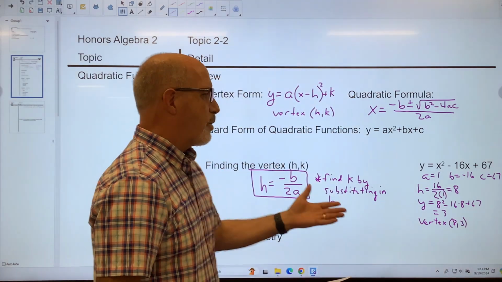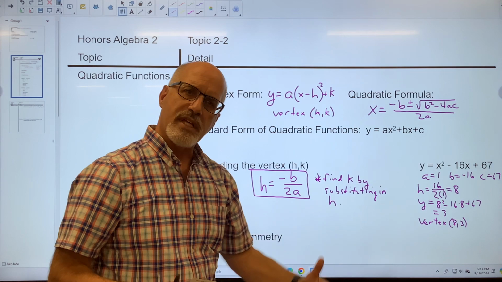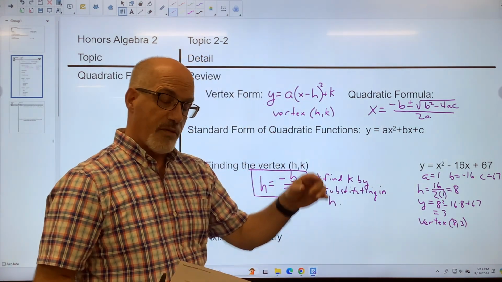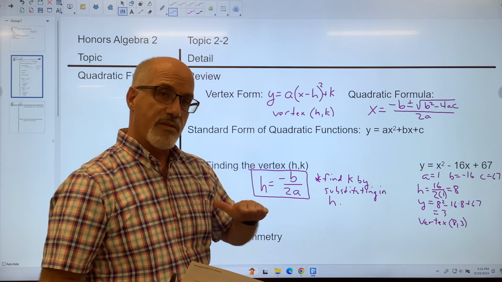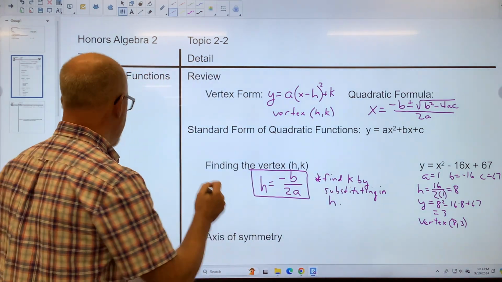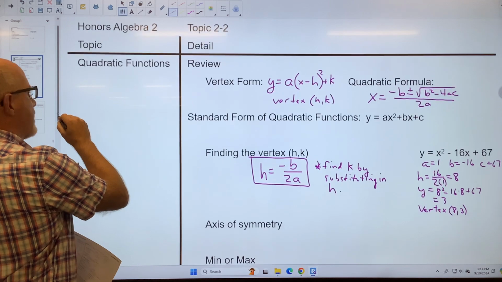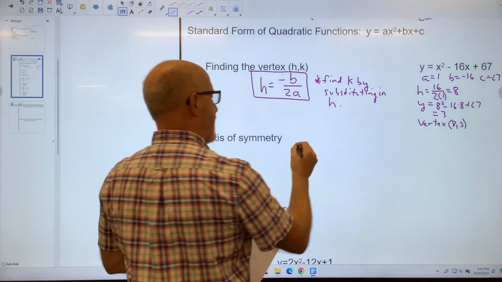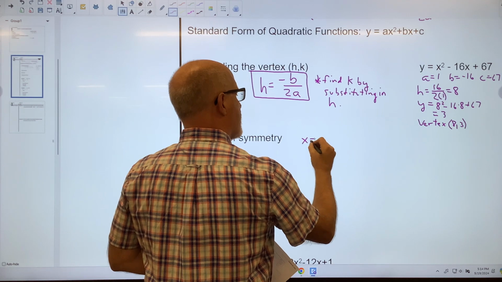Now, that's where we can center our graph. Remember, we use that as the axis of symmetry, x equals 8. If you set up a table for it, the vertex should go right in the middle to represent the symmetry on both sides. So looking at this, once we get this axis of symmetry, a reminder is that that's x equals h.